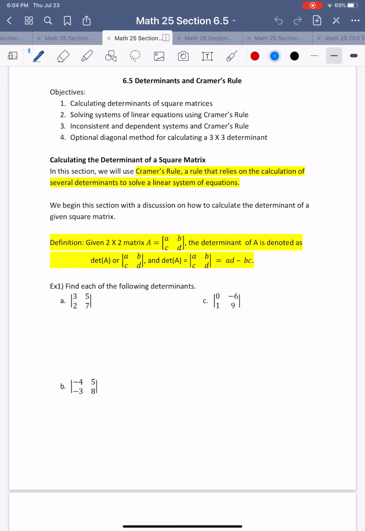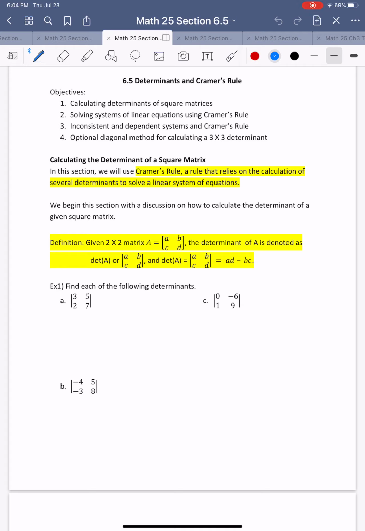So the objectives: number one, calculate the determinant of square matrices; number two, solve a system of linear equations using Cramer's rule; number three, inconsistent and independent systems and Cramer's rule; and number four, the optional diagonal method for calculating a 3 by 3 determinant.